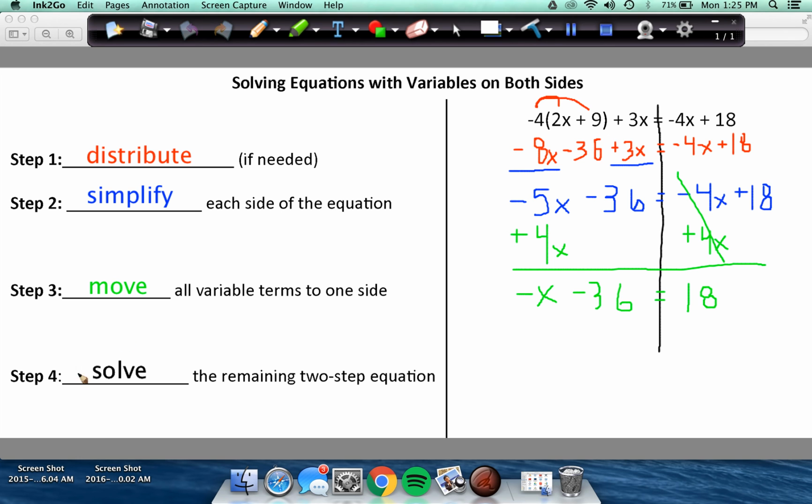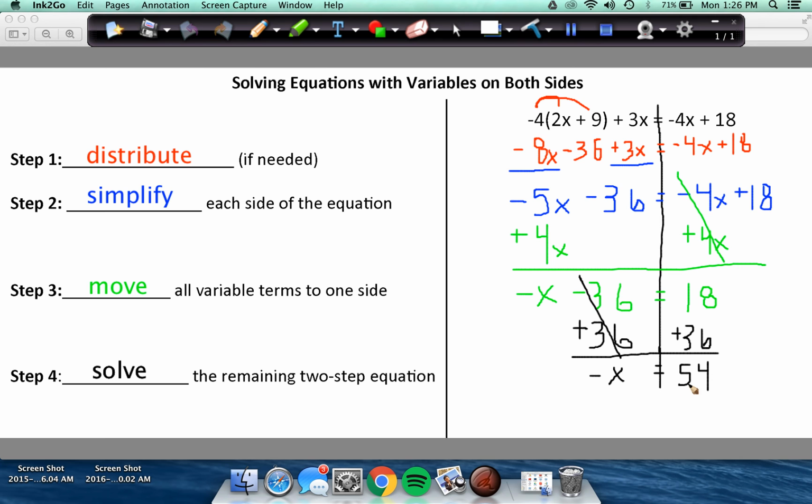I'm almost done. My last step is to solve the remaining two-step equation. Now we've got the easy part. We've done the hard stuff. Now we just need to solve this equation. We've got negative x minus 36 equals 18. I need to move this minus 36 over, so I need to get the plain numbers over here. In order to do that, we know we've got to do the opposite, so I'm going to add it to both sides. I've added my 36 to each side. Minus 36 plus 36 cancels. I'll bring down my negative x equals 18 plus 36, which is a total of 54.